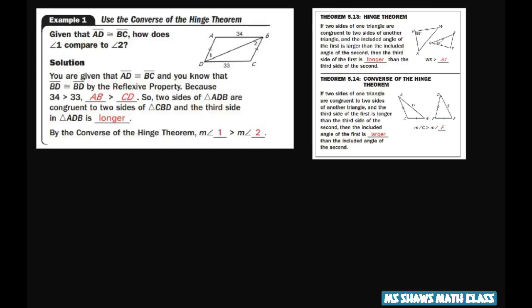Given that AD is congruent to BC, how does angle 1 compare to angle 2? So basically, the first thing we need to know is that these two sides are congruent, and we also need to know that if you split these triangles up, this would be the same side. So we do have included angles. These are the included angles. Since this side is bigger, that means the measure of angle 1 is bigger than the measure of angle 2, which has the smaller side. So that's just the converse of the Hinge theorem, because we were given the sides instead of the angles.